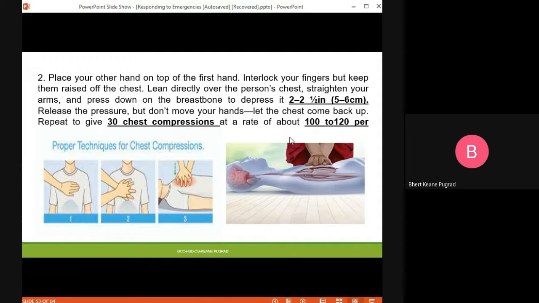1, 2, 3, 4, 5, 6, 7, 8, 9, 10, 11, 12, 13, 14, 15, 16, 17, 18, 19, 20. 1, 2, 3, 4, 5, 6, 7, 8, 9, and 1.